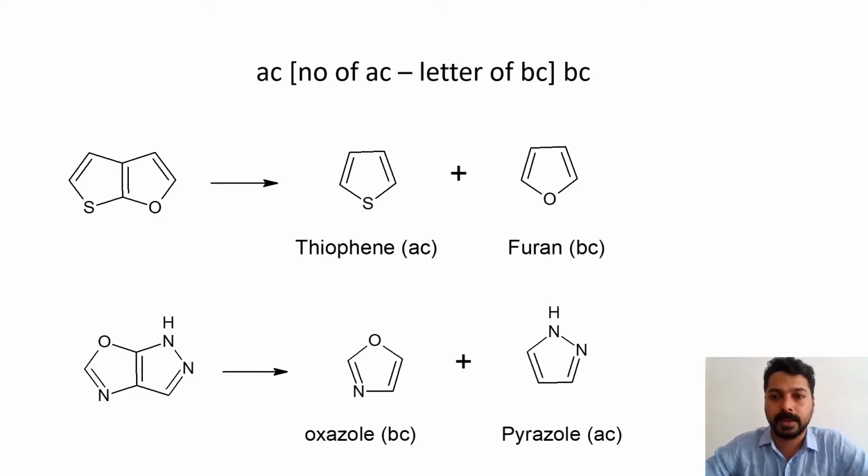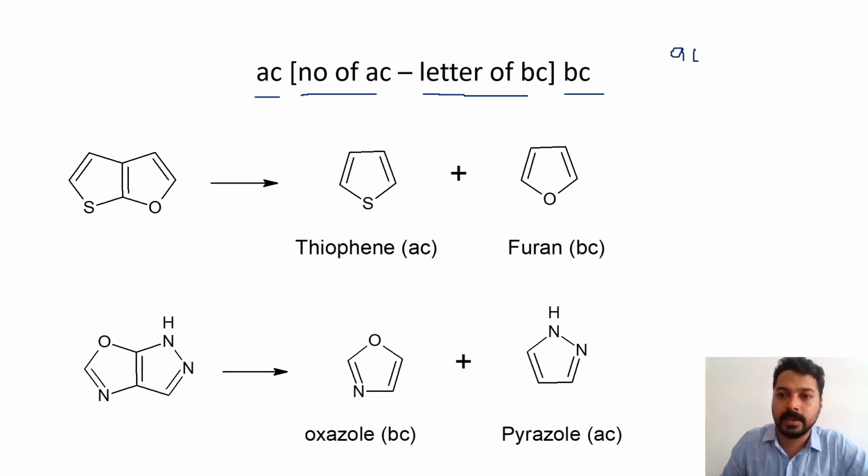So it will be AC, the name of the attached component, and the number corresponding to the fused bond of the attached component, and the letter corresponding to the fused bond of the base component, and BC as the suffix. So it is AC with numbers 1, 2 and an alphabet, and then the name of BC. So like that, the nomenclature of fused heterocyclic compounds is done. You can take some examples.